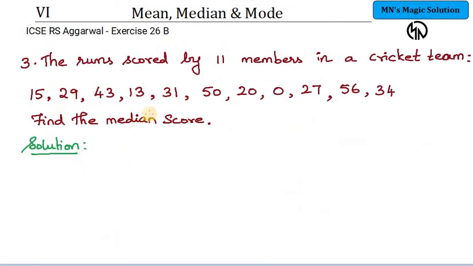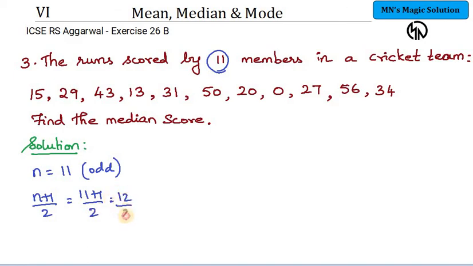Question number 3. The runs scored by 11 members in a cricket team. See, the number of data is 11. N is equal to 11. It's an odd number. So which data is the median data? N plus 1 divided by 2, which is 11 plus 1 by 2 or 12 by 2. What is it? Sixth data. So sixth data is the median data.